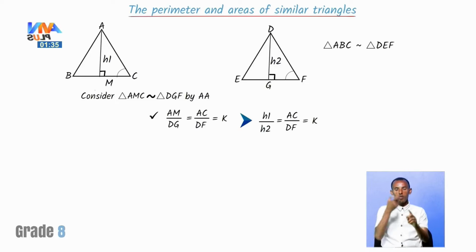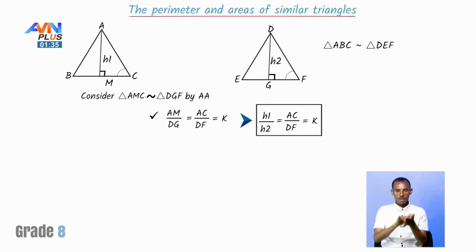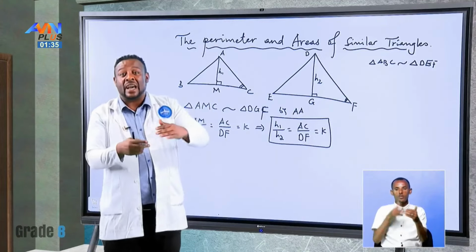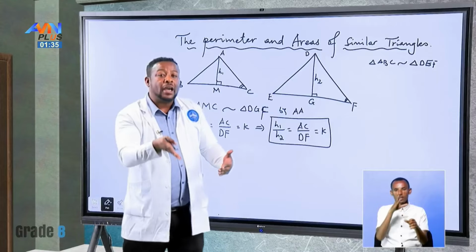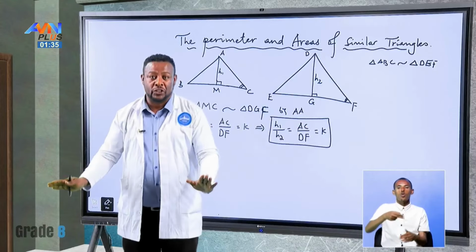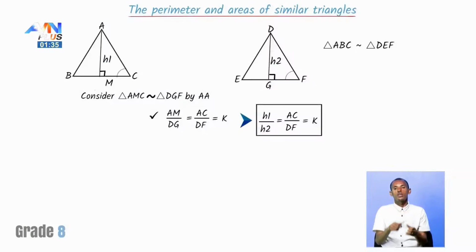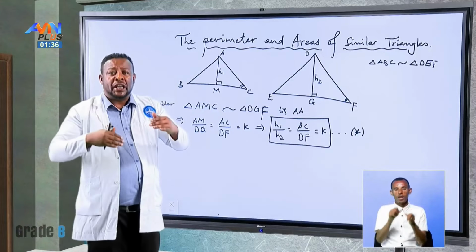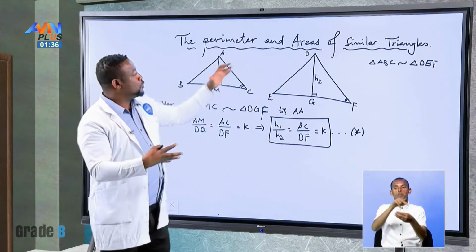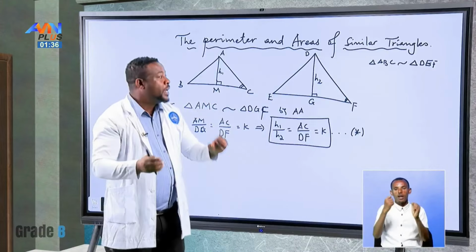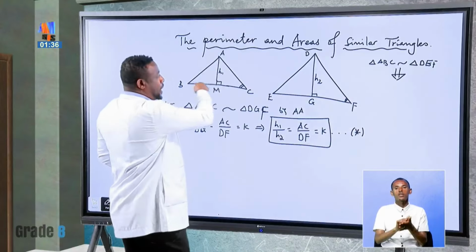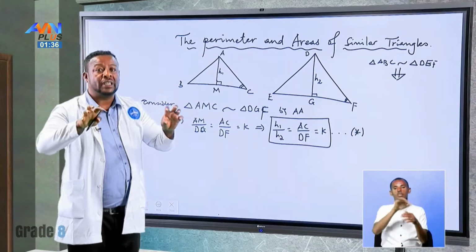So from this, we understand that if two triangles are similar, the ratio of the corresponding sides is constant. At the same time, the ratio of their altitudes is also constant, right? This is a very important relationship that you need to derive the relationship between perimeters and areas. Now, let's see how the perimeters of these two triangles can be related. We are assuming that the bigger triangles are similar. That is the initial point that we have.